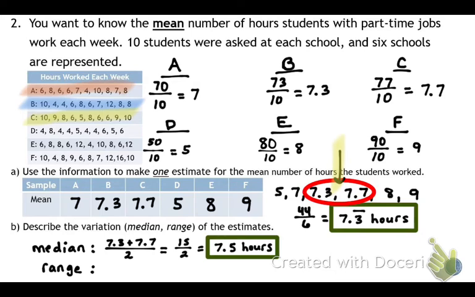Matthew, how do I find the range? You are correct. So what's the biggest number in our data set? 9. Subtract the smallest number, which was 5. What's the answer? 4. Okay, so the range is 4 hours.